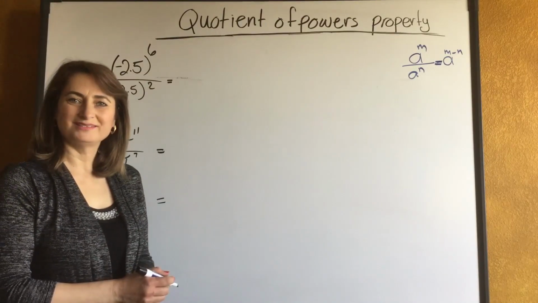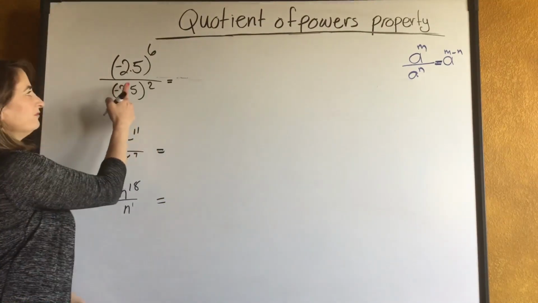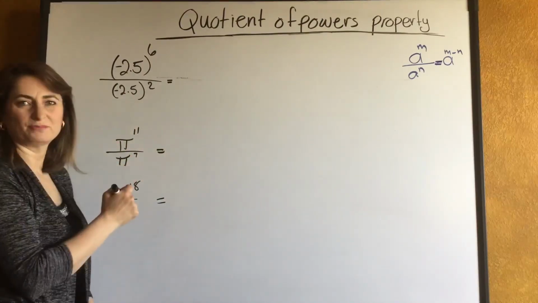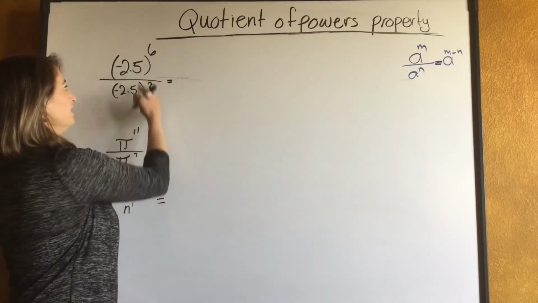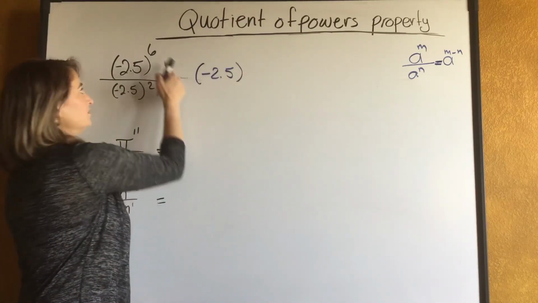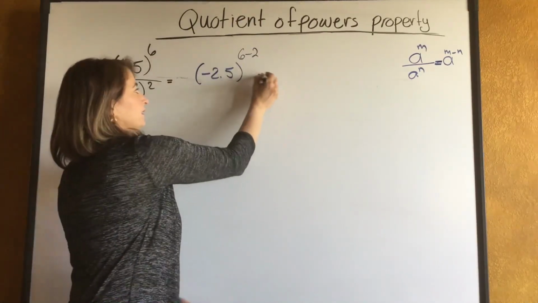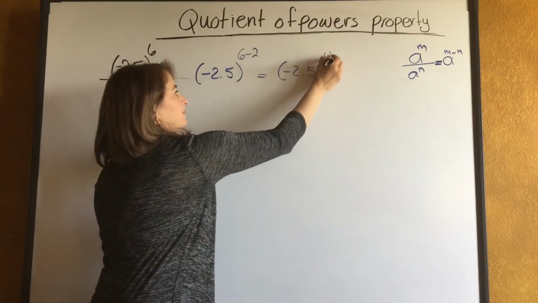Okay, now let's practice dividing these three powers. The first one is negative 2.5 raised to the power of 6 divided by negative 2.5 raised to the power of 2. Since they are both powers with the same base, you keep the base the same, which is negative 2.5, and you subtract the exponents, 6 minus 2. And that gives you negative 2.5 to the power of 4.